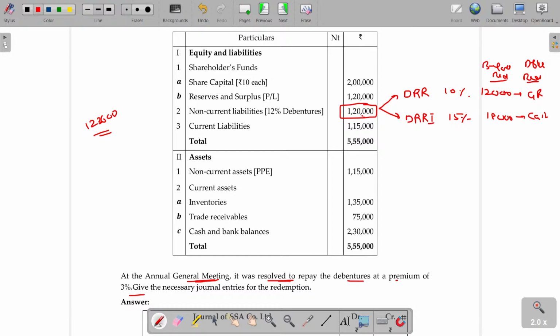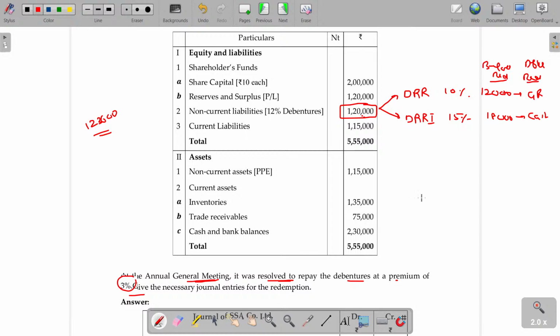While redemption, what do you do? Debenture account debit to bank. If you are paying extra money, that is called premium on redemption of debenture account debit to bank. That's how we pass the entry for the redemption. That's very simple. Before that, you have to pass these two journal entries. Rest of the things are the same. So redemption at 3%: 1,20,000 means you have to pay 1,23,600.